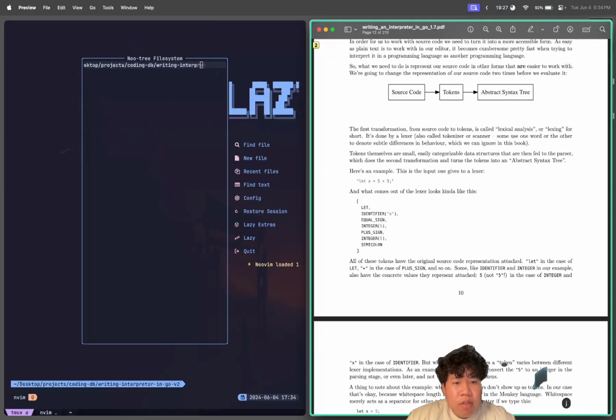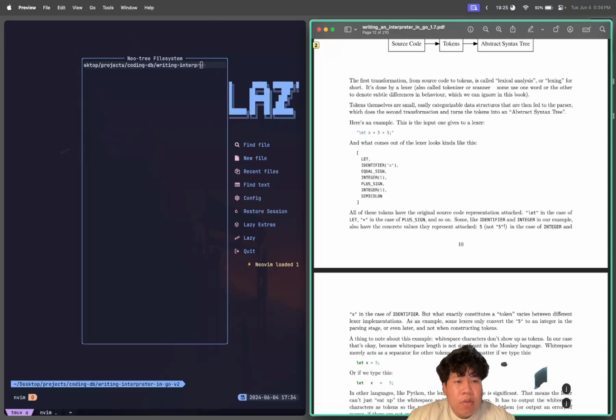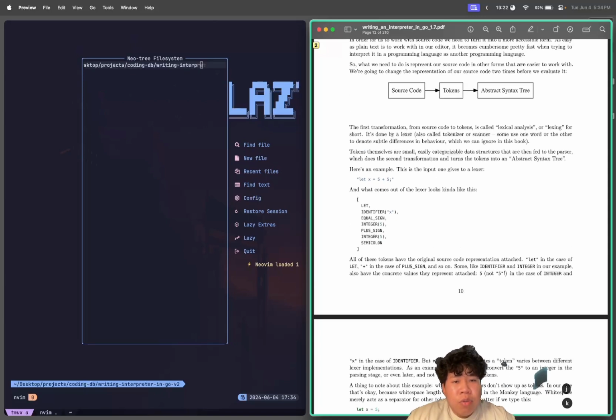The first transformation, from source code to tokens, is called lexical analysis, or lexing for short, and is done by a lexer. It's also called a tokenizer or scanner. Some use one word or the other to denote subtle differences in behavior, which we can ignore in this book. Tokens themselves are very small, easily categorizable data structures that are then fed to the parser, which does the second transformation and turns the tokens into an abstract syntax tree.